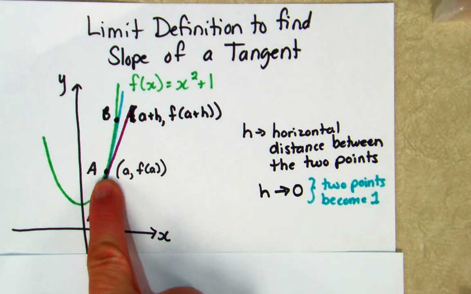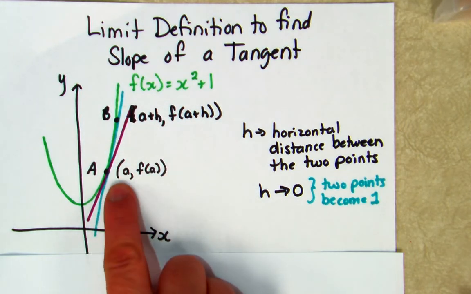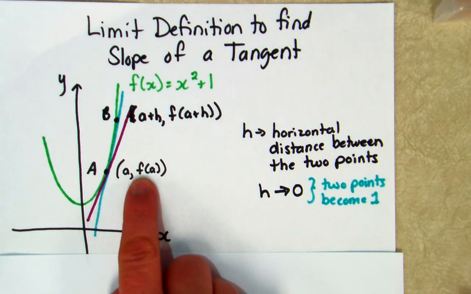I have a point A, and the purple line represents the slope of the tangent at that point, whatever it might be. So I'm going to call the x-coordinate little a, and then the y-coordinate would be f at a, or whatever I get when I sub the value a into the function.